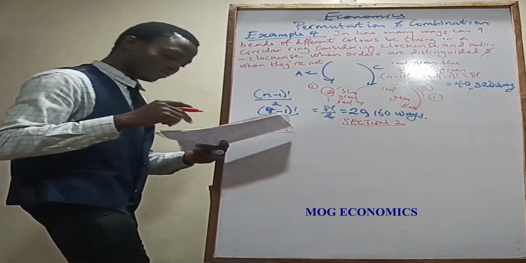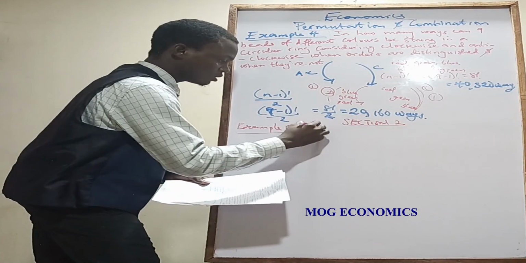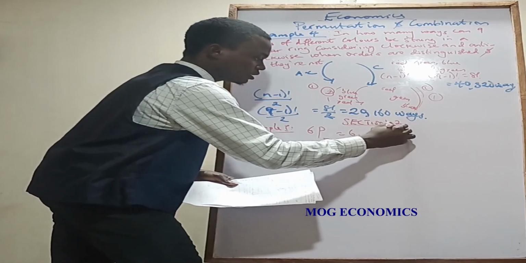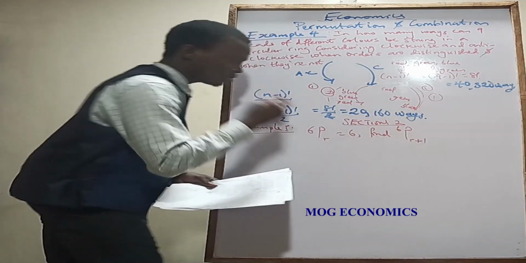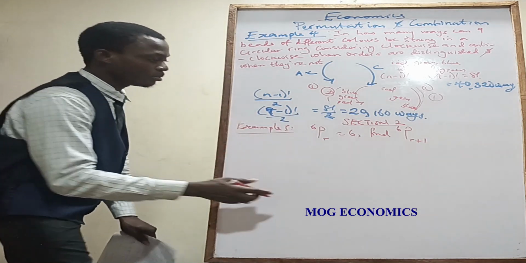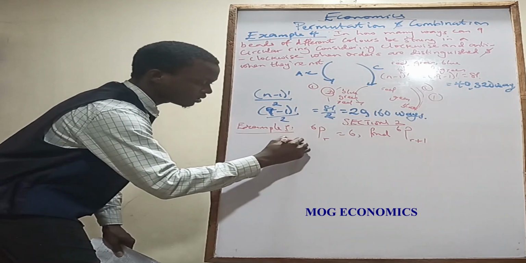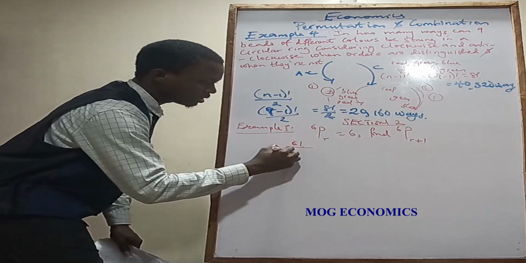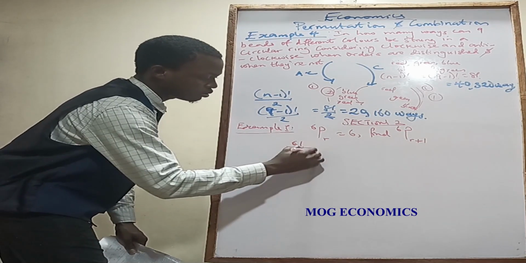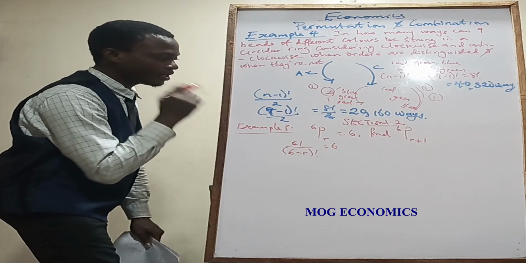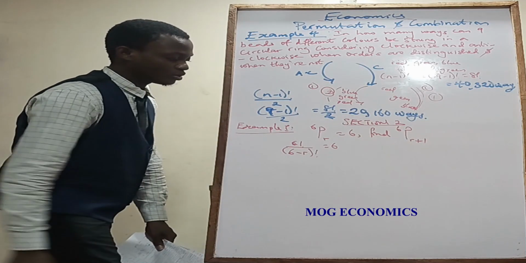So given that 6Pr equals 6, find 6P(r+1). So anyway, we know the formula. So this is going to be 6 factorial divided by (6 minus r) factorial equals 6. Okay, so first we have to get r for us to even know what r plus 1 is going to be.